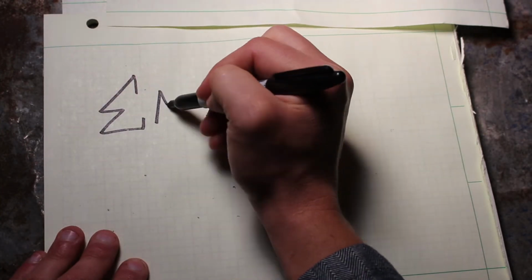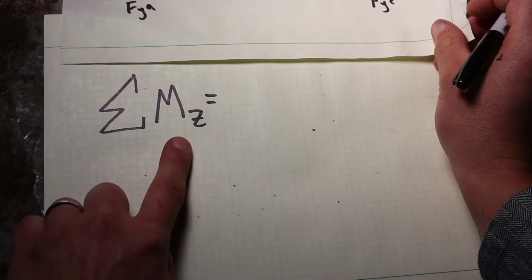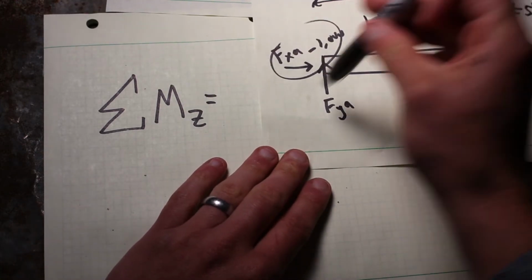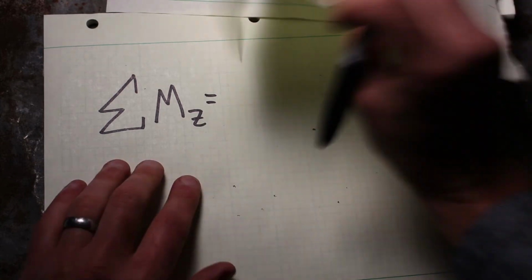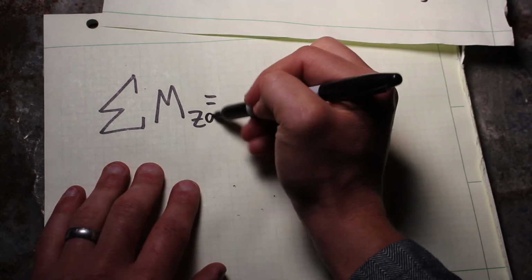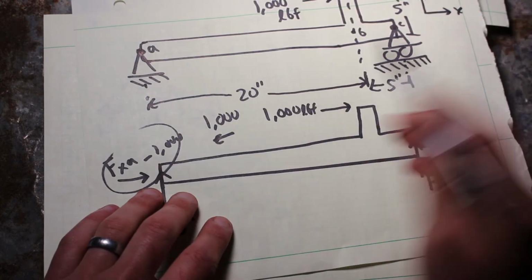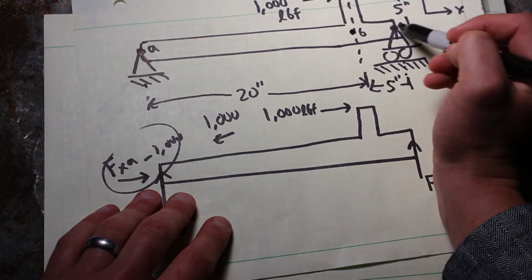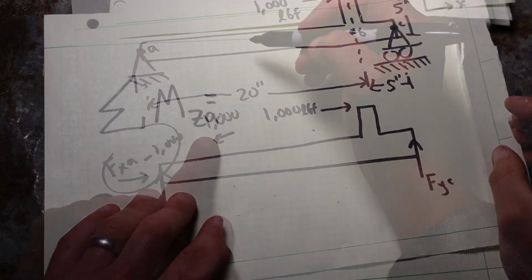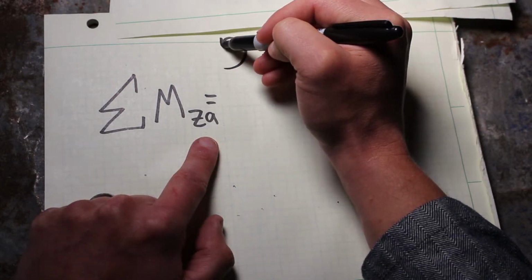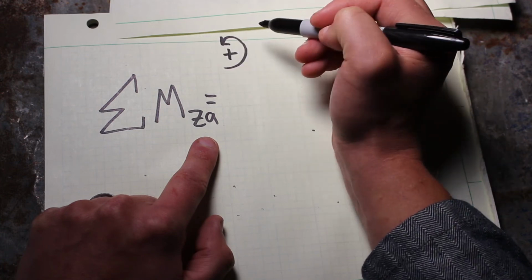Consider the sum of the moments about the z-axis. Before we sum moments, we need to determine some arbitrary point that we're going to sum moments about in the xy plane. I'm just going to say A, so we'll sum moments about this point right here, but we would get the same result if you sum moments about B, or C, or D. Now, sign convention is arbitrary, but it's customary to say a counterclockwise moment is positive.